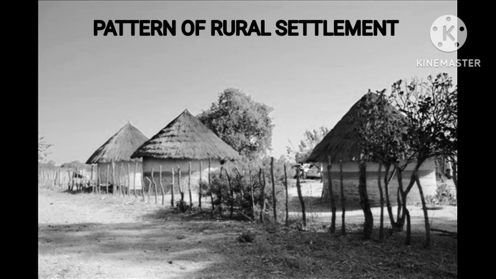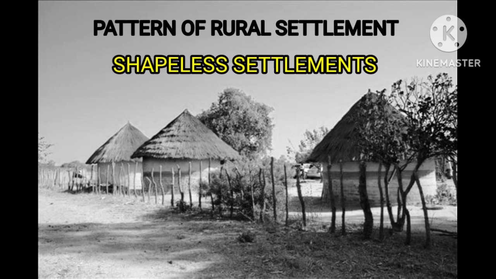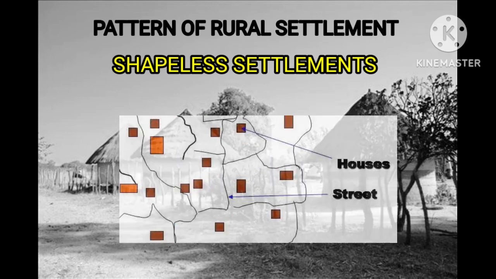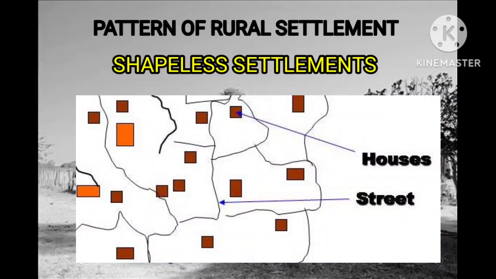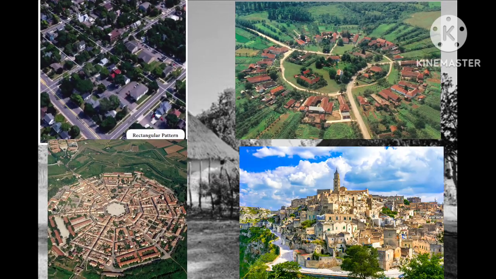Next, there is another settlement that is called amorphous, or we can say shapeless settlement. No specific shape is observed over here. This type of settlement is a type of dispersed or scattered settlement. So these are the different types of settlements that are found in the rural areas in India.